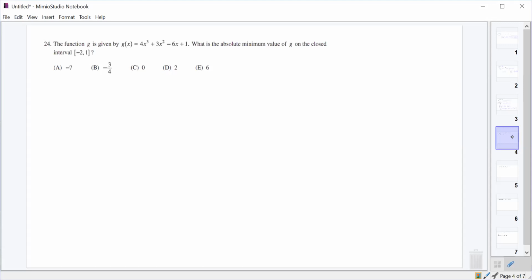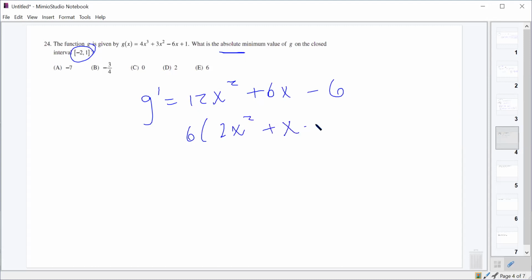All right, 24. We've got a function g, 4x cubed plus 3x squared minus 6x plus 1. We want to find the absolute minimum on the closed interval. Since this is the absolute min and it's on a closed interval, we have to check critical values and we have to check endpoints. So first off, we'll look for any critical values. g prime is 12x squared plus 6x minus 6. If I take a 6 out of that, it's 2x squared plus x minus 1.